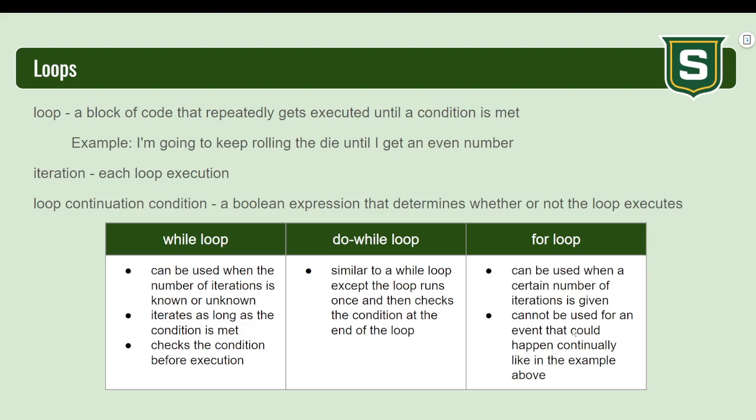The for loop we're going to look at in the next section. That's used when you know how many iterations you're going to use. For instance, if you're rolling the die, you're not going to keep rolling until you get a number. You're going to say, I'm going to roll this die 10 times, and I'm going to count how many sixes I get. So you'll know how many iterations you have going into a for loop. That'll be in the next lesson.